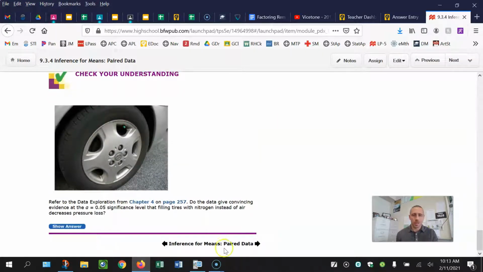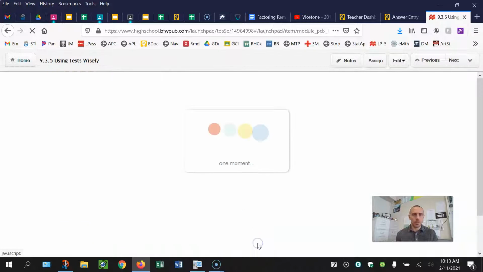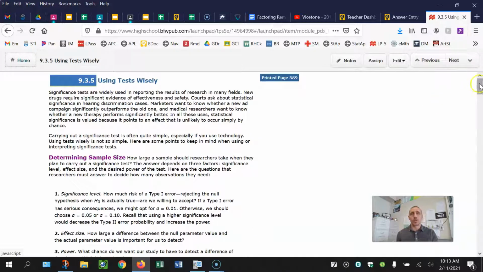This is all the same. I don't think we need to go through another one. But just understand, you're going to have two different types of tests here. You have a one-sample t-test, and then you have the paired t-test. And the paired t-test is if you have a matched pairs experiment.